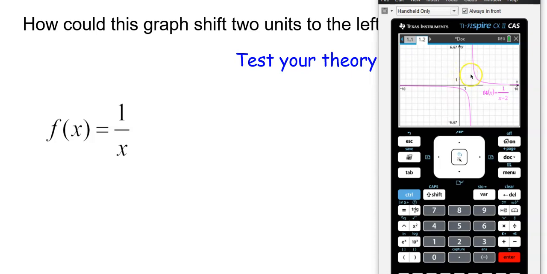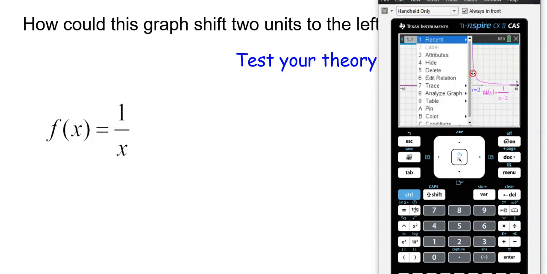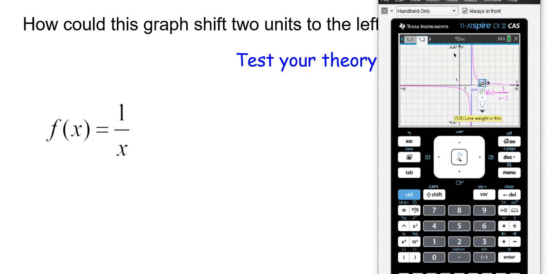So now we actually have an asymptote at x equals 2. So there's like a vertical line. I could probably draw that in there. Let's see. I do relation x equals 2. You can see there's like an asymptote right there. I'm just going to change the attributes to make it, whoops. So there's an asymptote now at x equals 2 when you move it to the right 2.